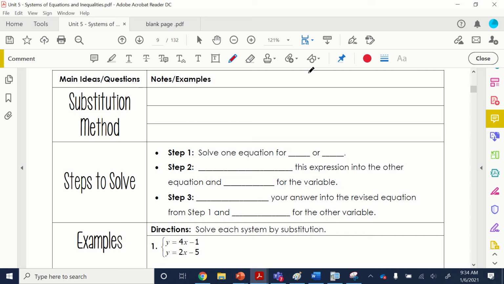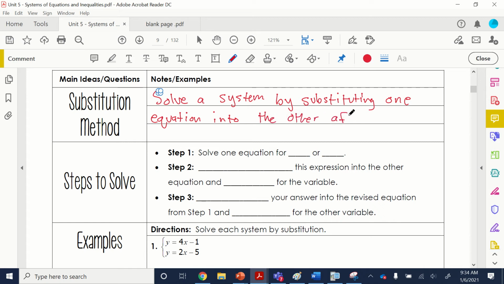Right, in today's lesson, we are going to talk about the substitution method for solving a system of equations. So a substitution method is when you solve a system by substituting one equation into the other one after solving for the variables.